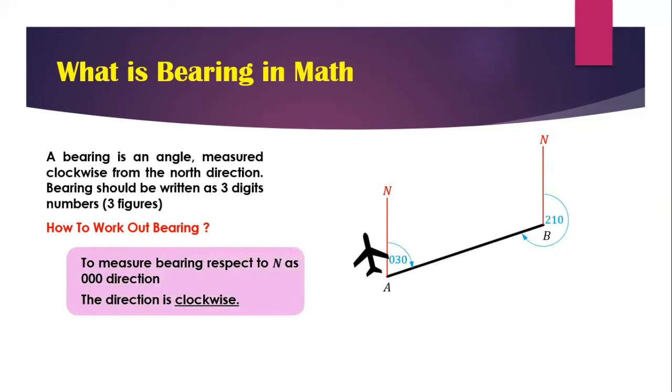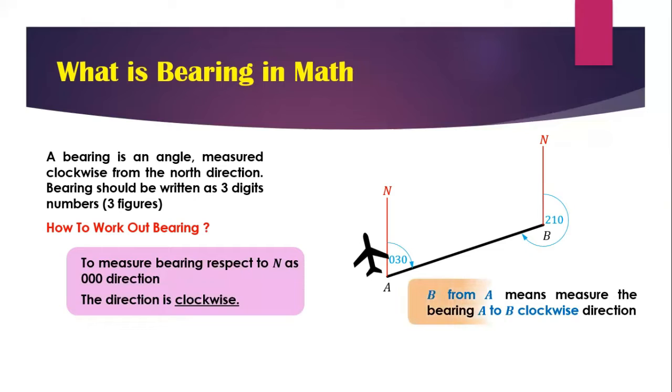Okay students, once again, to measure bearing with respect to north as a triple digit direction, the direction is clockwise. Students, B from A means measuring the bearing from A to B, and the direction is clockwise. Is it clear everyone?